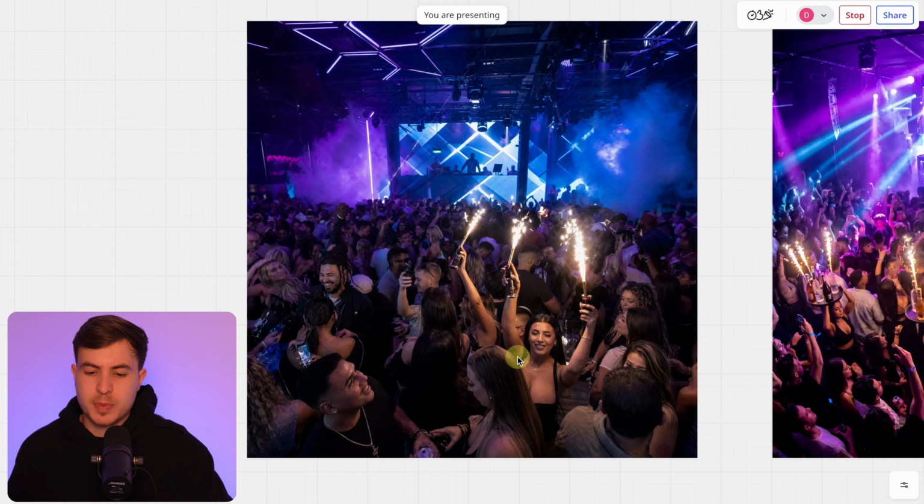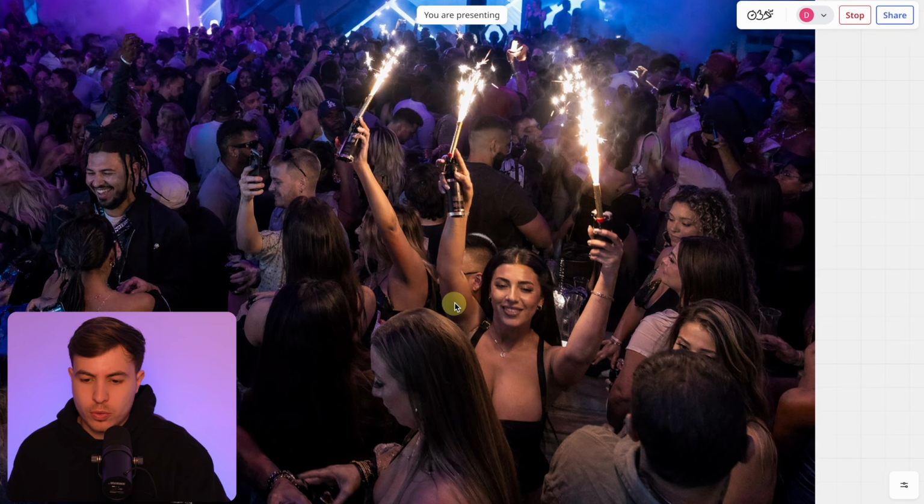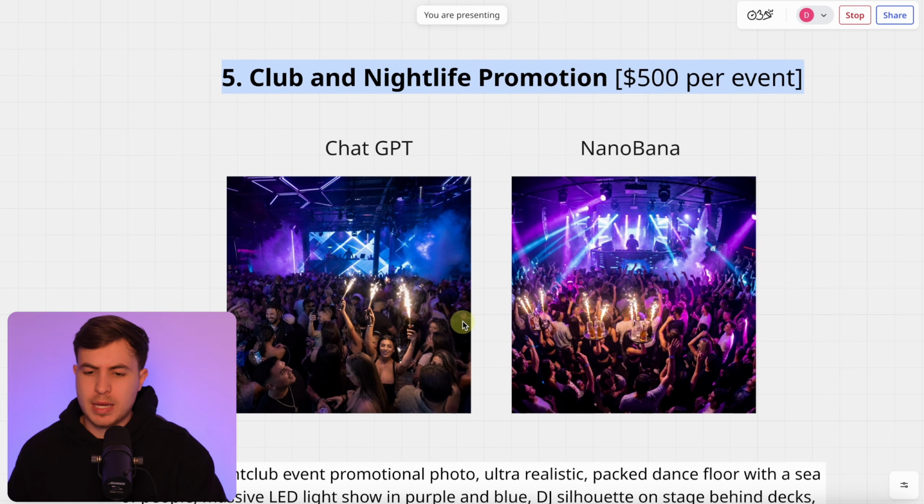You're not going to know the difference because all the people in the foreground, I think that's what it's called, right? Foreground, they all look real. Especially her. Everyone here looks real. Clear winner is ChatGPT, but yeah, this is a fantastic opportunity for anybody who throws events.